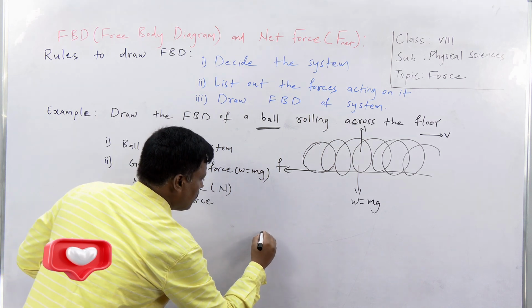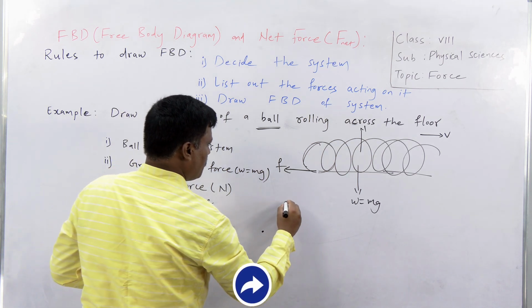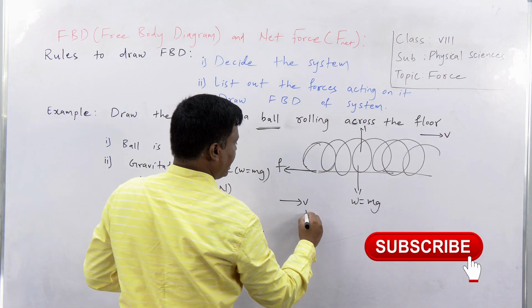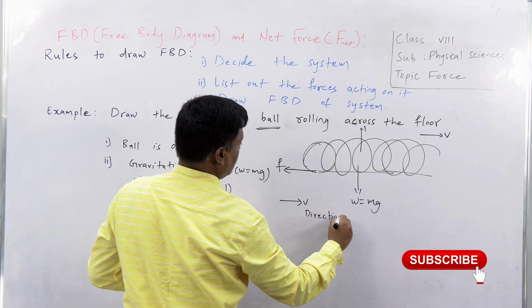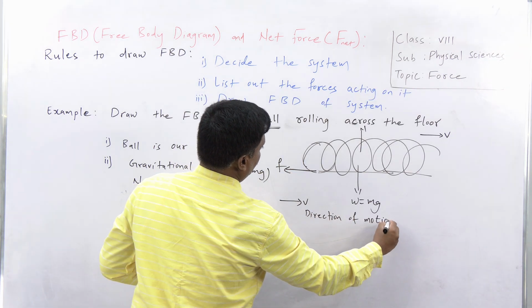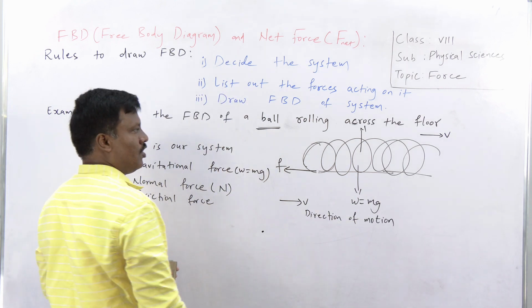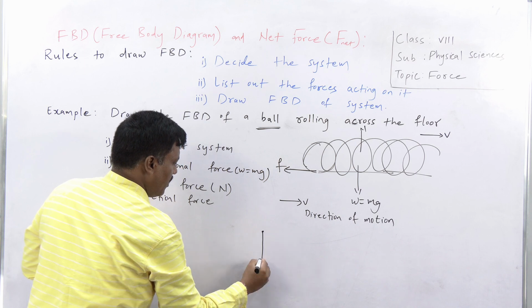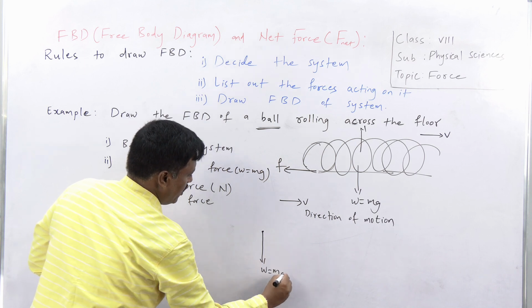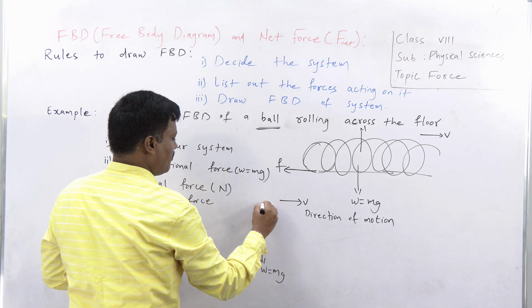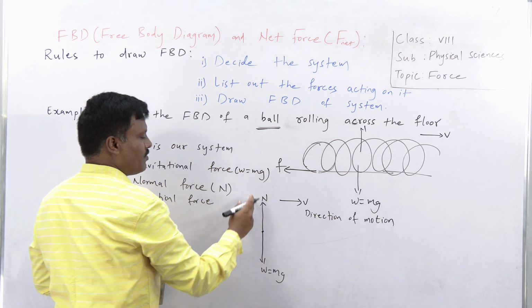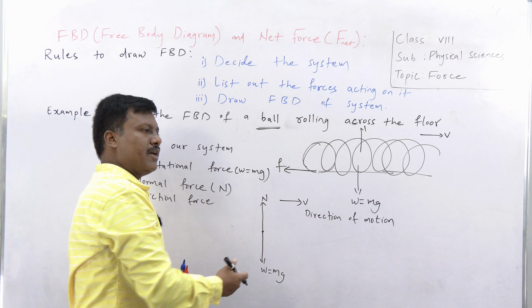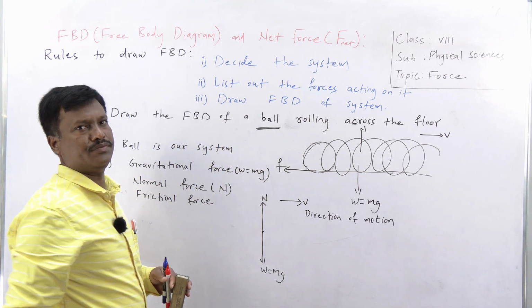Okay, so this is the ball. The ball is going towards the right side. So it gives the direction of motion. The direction of motion of the ball is towards the right side. Now gravitational force acts downward, normal force acts upward, and this normal force and gravitational force are balanced. Vertically forces are balanced. Vertically net force is 0.